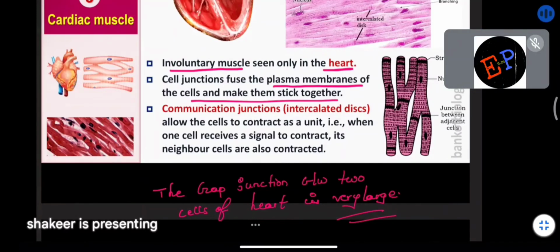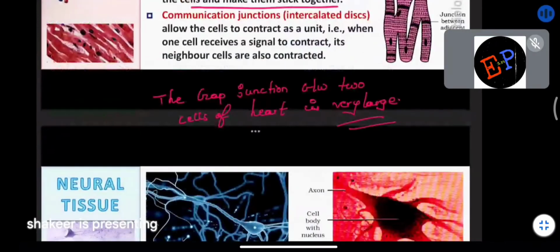If the size of the gap junction increases, what will happen? Most of the first cell and most of the second cell get fused with each other. That is what will happen. You remember what we studied earlier. For example, this is one cell and this is another cell. They are connected by gap junctions. But in the case of cardiac muscles, this gap junction is very large. Once the gap junction is very large, what will happen? The fusing of the cells will become complete.